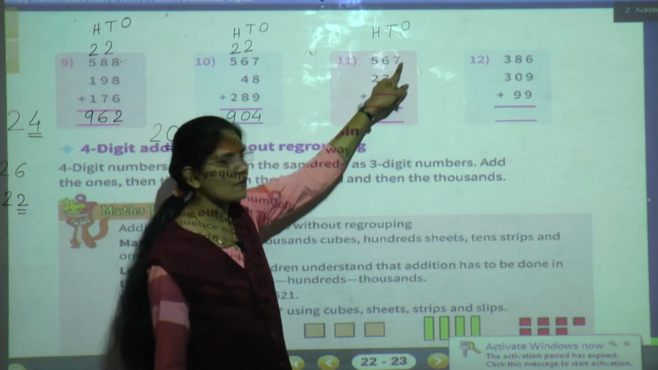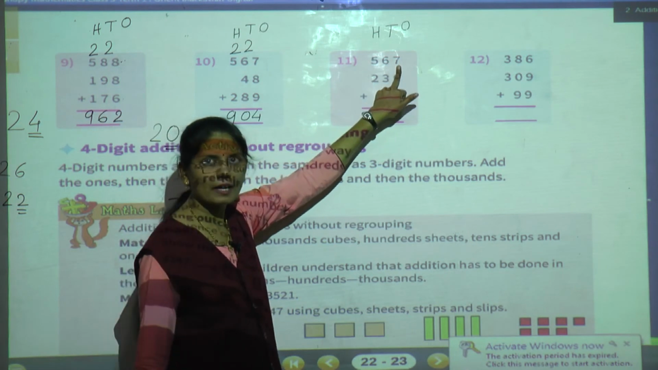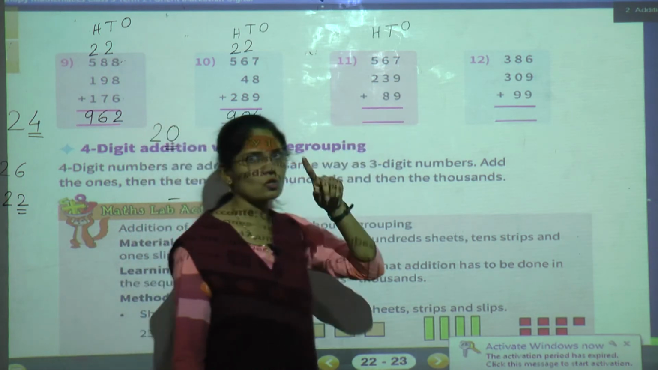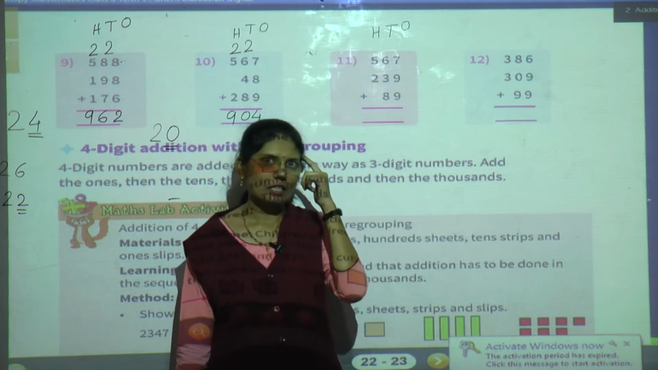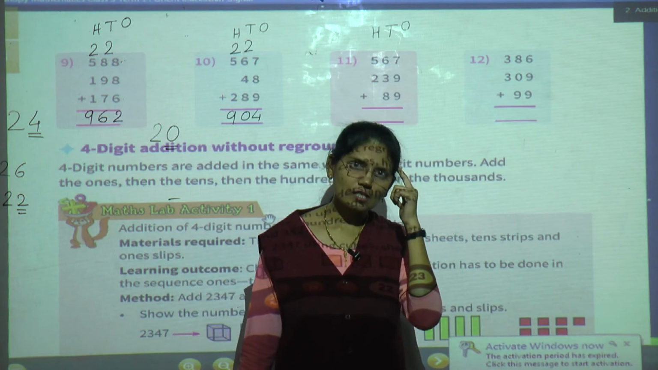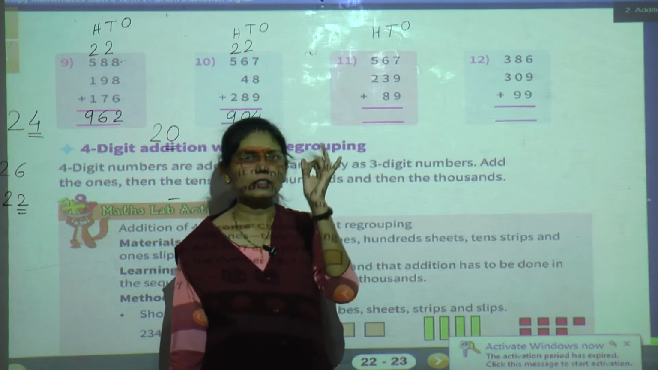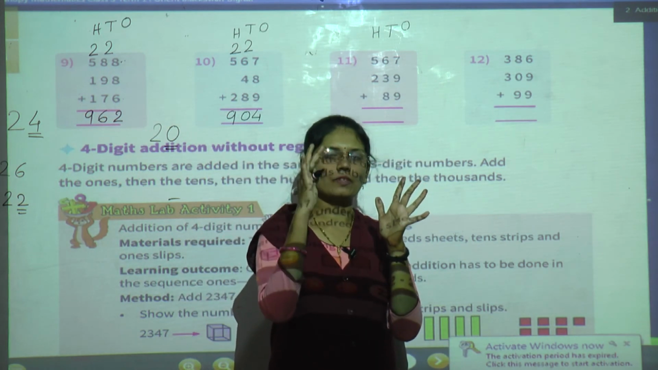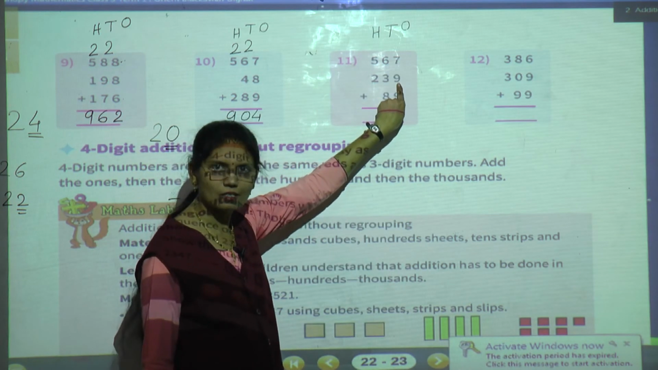First, this 7 we will keep in our mind. Now the next number is 9. So show your 9 fingers. After 7, why? Because in our mind 7 is there. So after 7, count your 9 fingers. 8, 9, 10, 11, 12, 13, 14, 15, 16. So 7 plus 9, 16.